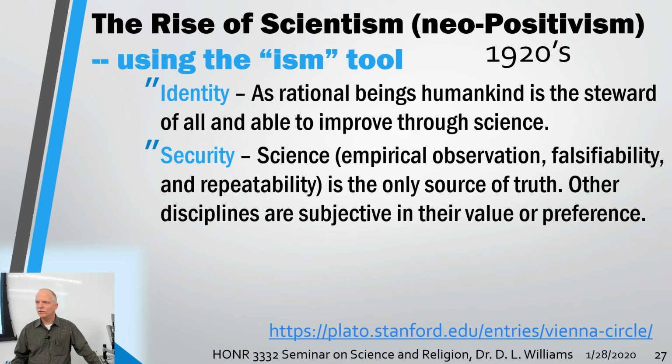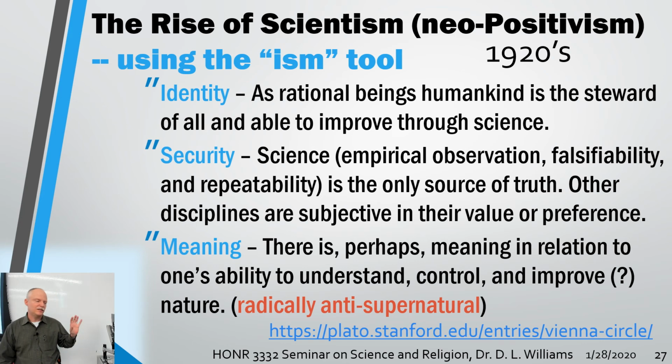History is not repeatable. George Washington can't be resurrected and studied. You can't do George Washington again and again and again and again like I can do my boiling points in chemistry. Okay? So there has to be another kind of knowledge if history is going to be valuable. But this is saying that science is the only source of truth. So that knocks out history. And then meaning. There is perhaps, and I don't really know in this case, but there's perhaps meaning in relation to one's ability to understand and control and maybe even improve nature. Now I put a question mark by improve because who's to say what's an improvement? Okay.